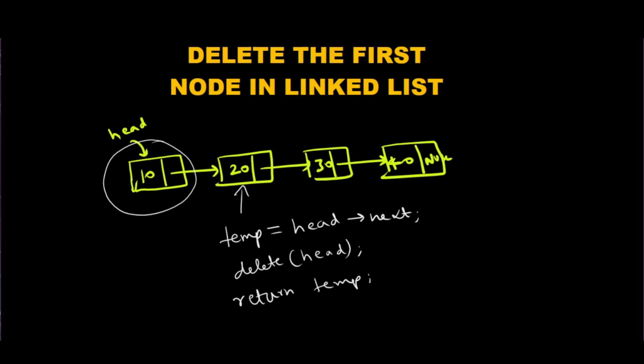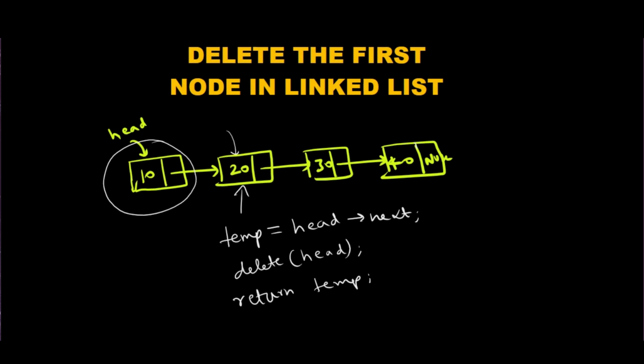So what we did: we stored the next of head, then freed up the memory for head. So this will be deleted, and we return temp, that means head's next. This is the simple code to delete the first element of a linked list.